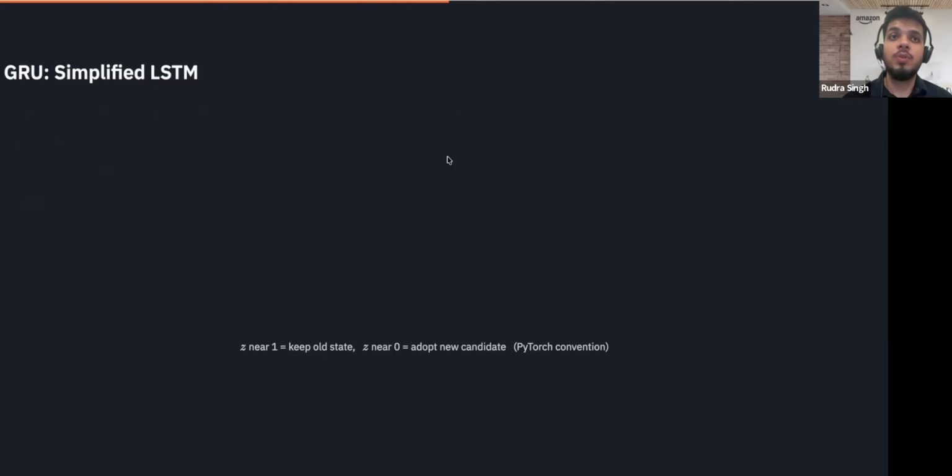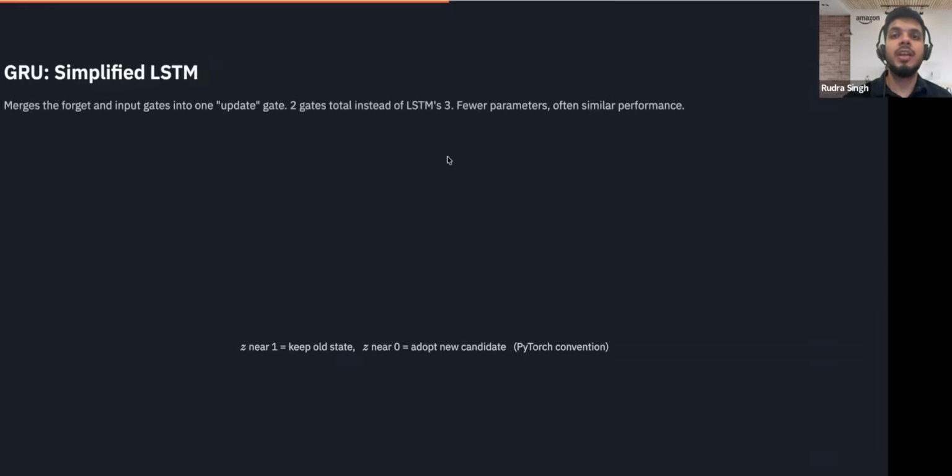After LSTM came out, researchers asked a simple question: do we really need these three separate gates? Because that's really a lot of parameters to train. Can we get the same benefit with something simpler? The answer is the gated recurrent unit, GRU in short. It merges the forget gate and input gate into a single update gate. Whatever fraction you forget, you replace with exactly that much new information, so the two decisions are tied together rather than being independent.